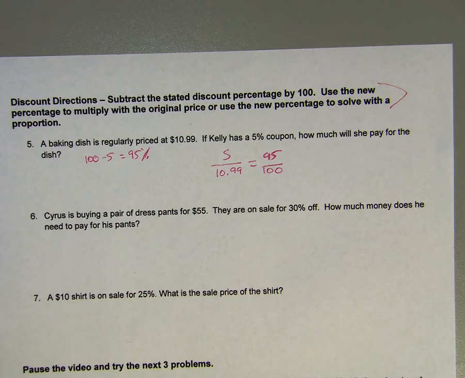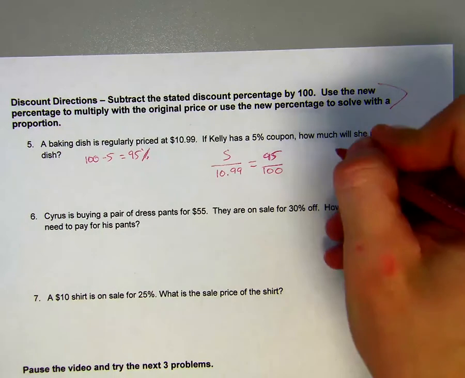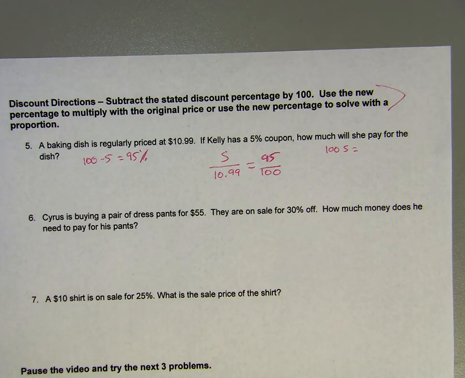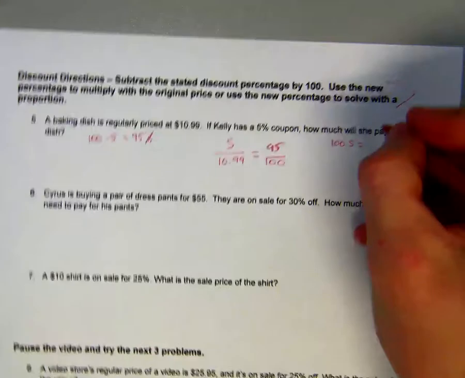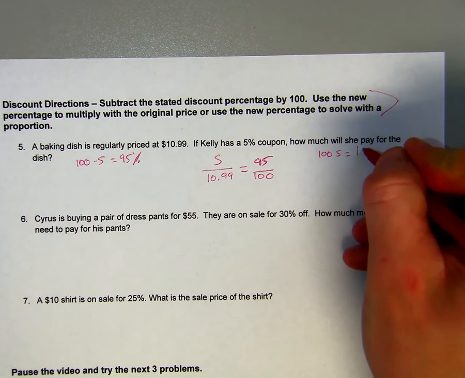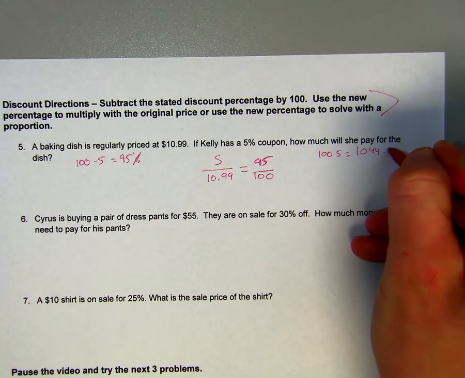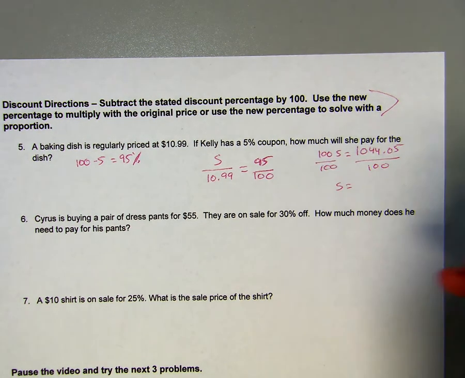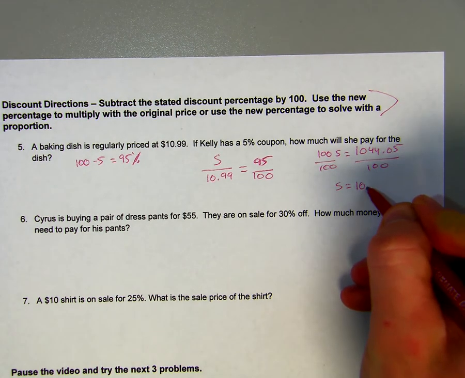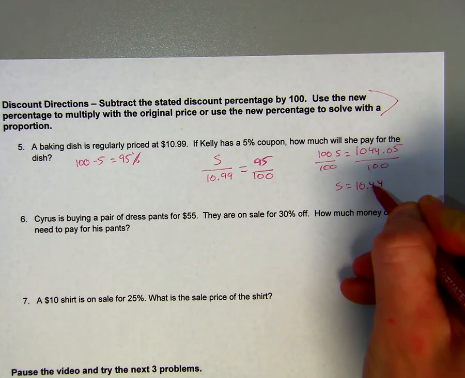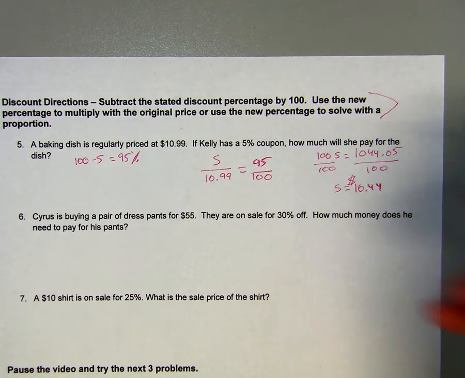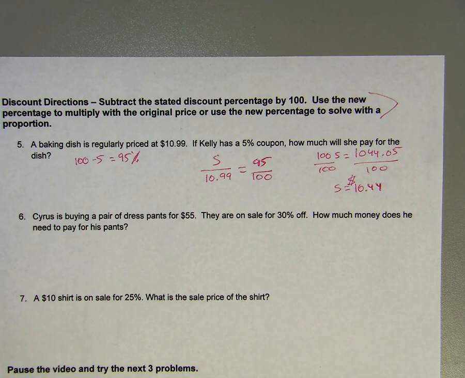Okay? So I cross multiply, and I would get 100S is equal to 95 times 10.99, and I actually get 1044.05. I'm going to divide by 100, and I get an answer of 10.44. I'm not going to worry about that 0.05 afterwards. I'm just going to round to the nearest cent. So my answer is $10.44.